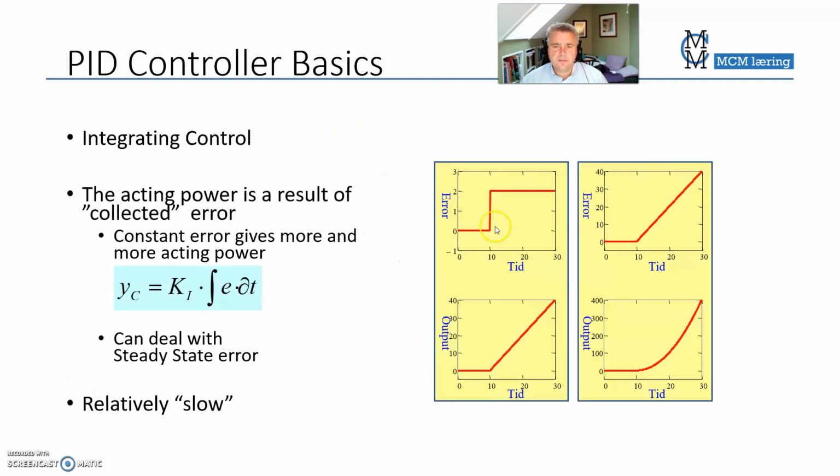So let's look at the integral control. The integral calculates the area under the curve of the error, and as time goes by you collect more and more area under that curve. If the error is a ramp, then you have a parabolic shape of the output from the integral control. So the acting power is a result of the collected error over time, and a constant error gives more and more acting power. That one can deal with a steady state error, because a steady state error is a constant error, and that will build up more and more area under the curve, and thus this one will suggest more and more power. But it's relatively slow.